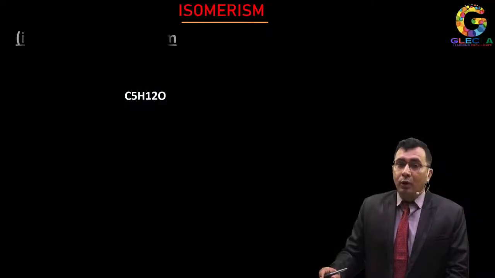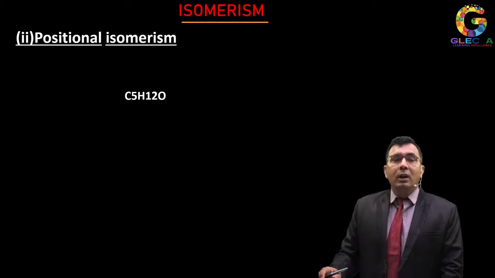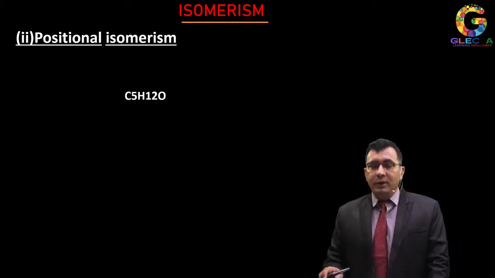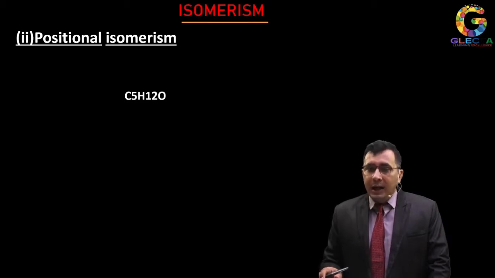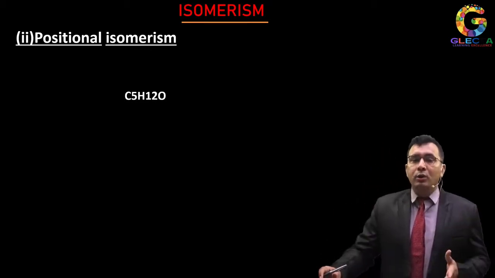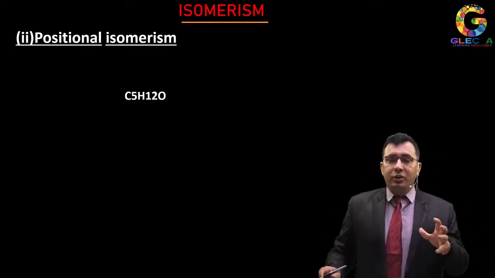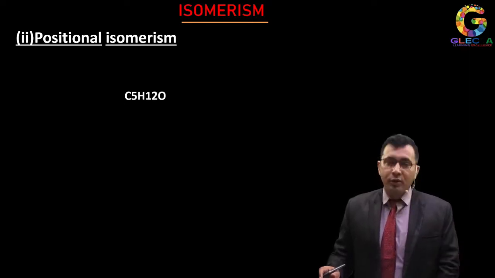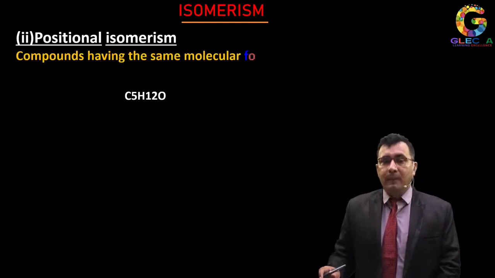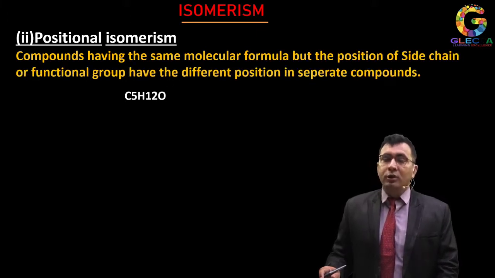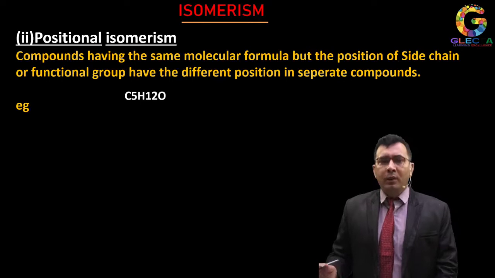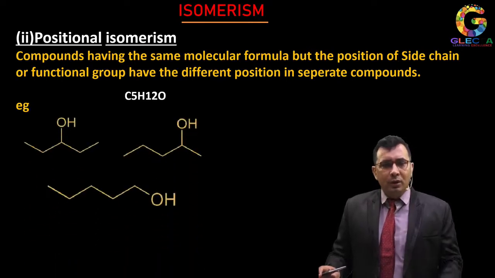Now let us move to another type of isomerism, that is positional isomerism. It is very interesting. Compounds which have the same molecular formula, but the position of the side chain or functional group is different, are known as positional isomers of each other. If we change the position of the side chain or functional group, suppose we have a very simple compound, you see the structure.